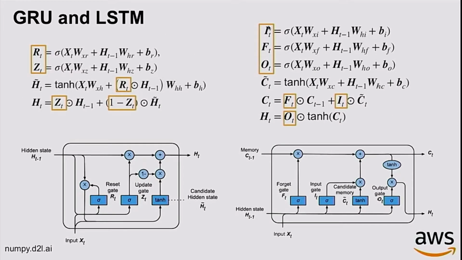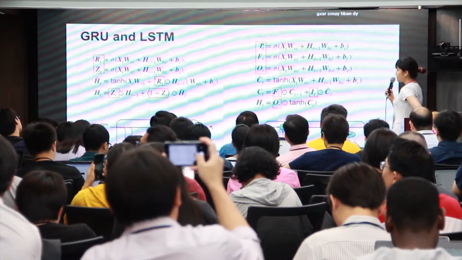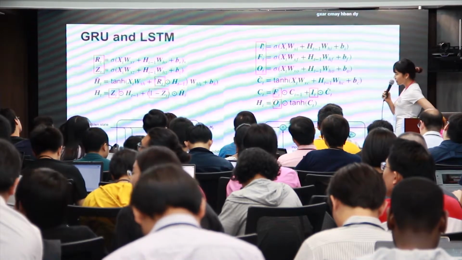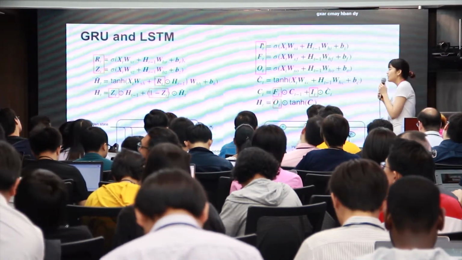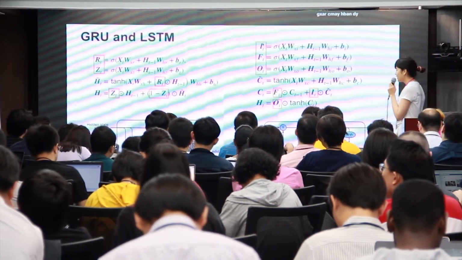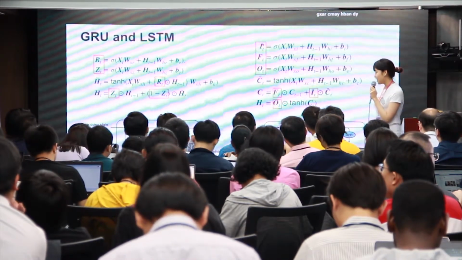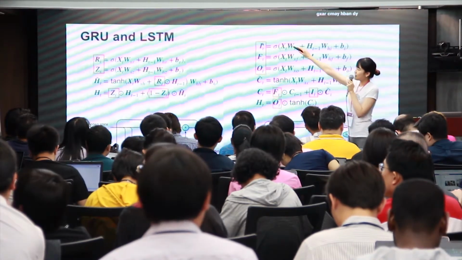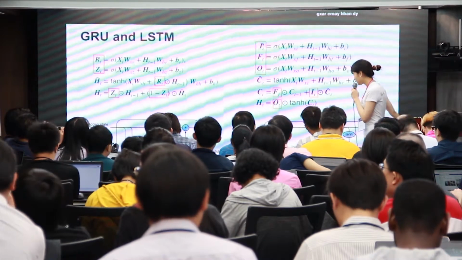So what's the difference between GRU and LSTM? You will see this formula is growing larger now. On your left-hand side is the GRU algorithm we were just talking about, with the RT, ZT, the reset gate and the update gate. And on your right-hand side, you have 3 more gates: the forget gate, the input gate, and the output gate.